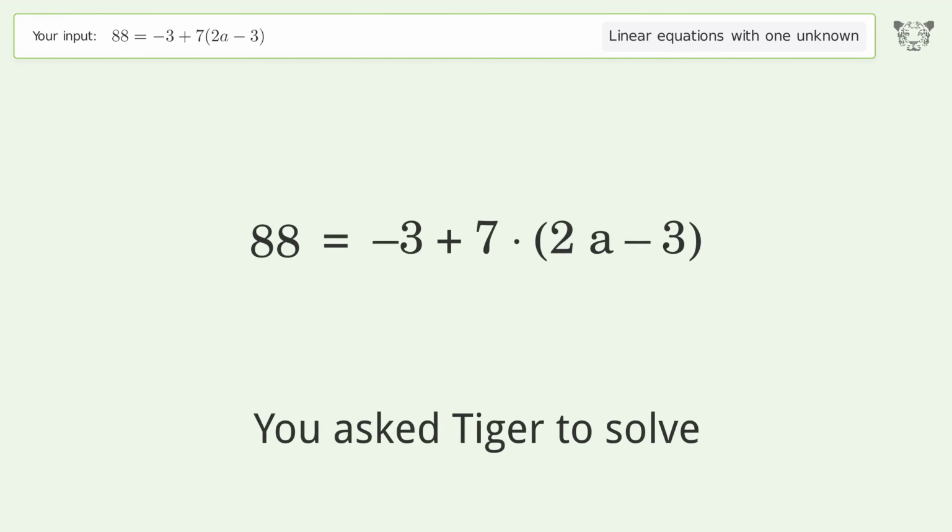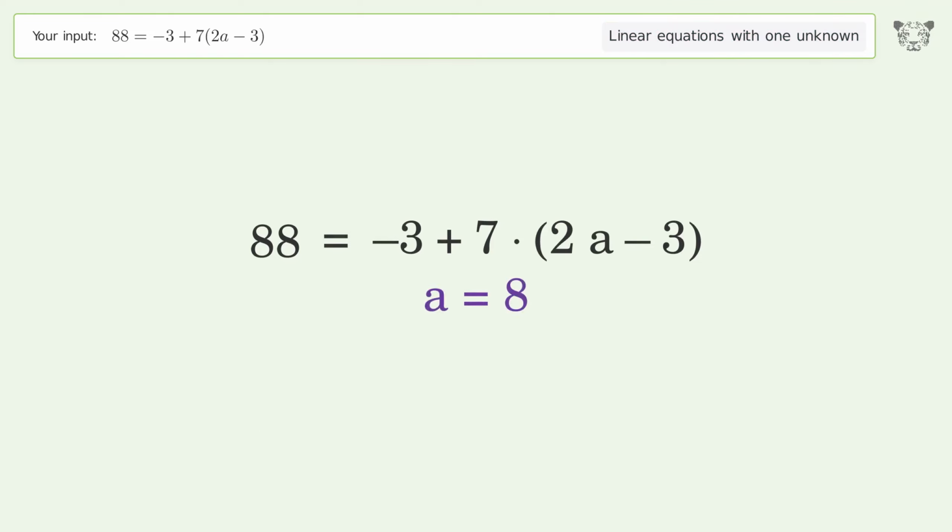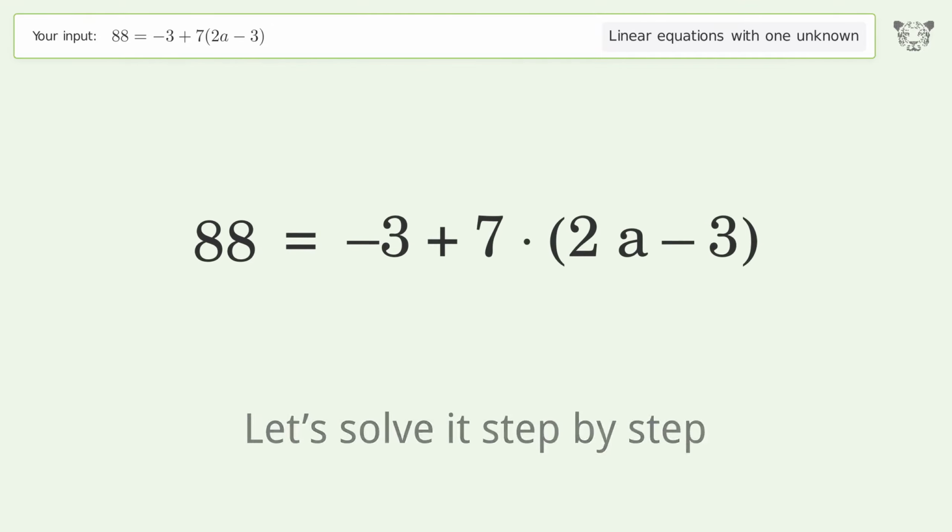You ask Tiger to solve this. It deals with linear equations with one unknown. The final result is a equals 8. Let's solve it step by step.